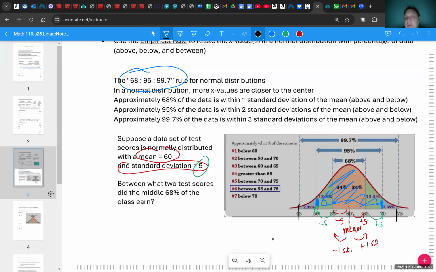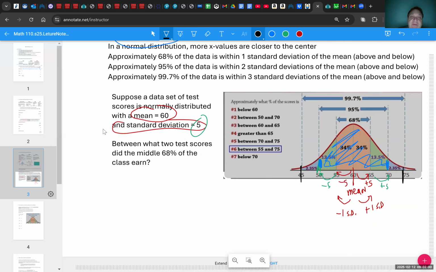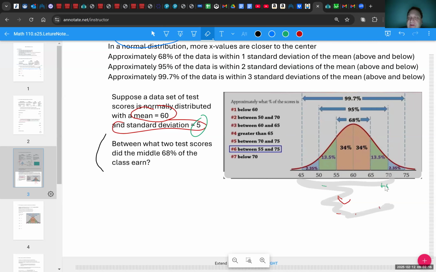All right, so let's do a couple calculations because this is our first calculation chapter. My first question is, between what 2 test scores did the middle 68% of the class earn? This is supposed to be test scores of grade school children, but whatever the context, it doesn't really matter. It's a bunch of data that we have here. The way I was thinking of is like test scores.